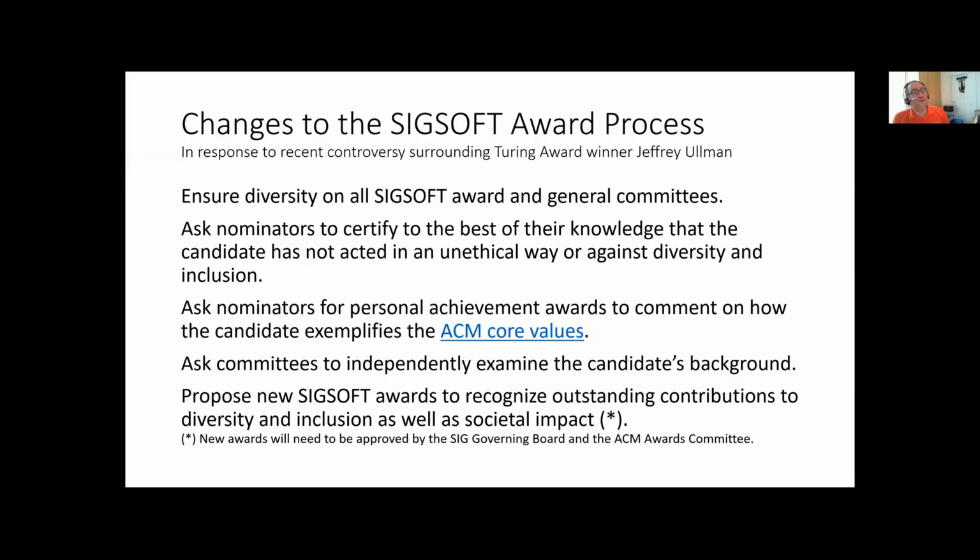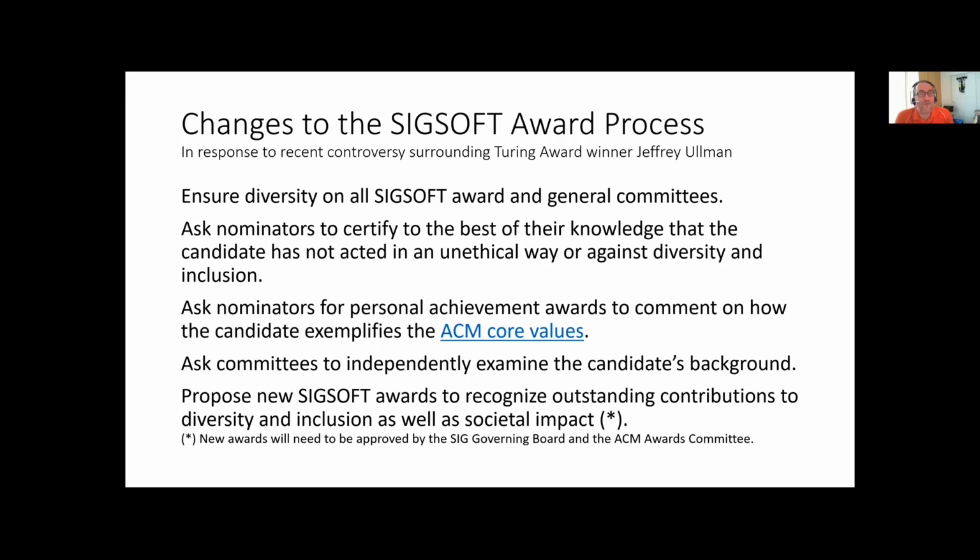We're also going to make a few changes to the SigSoft Award process going forward. These are in response to a recent controversy surrounding the Turing Award winner, Jeffrey Allman, because he made some discriminating comments, and many people were upset about this. In response, we reflected on the SigSoft Award processes and thought about how we could improve them to prevent similar things happening at SigSoft Awards.